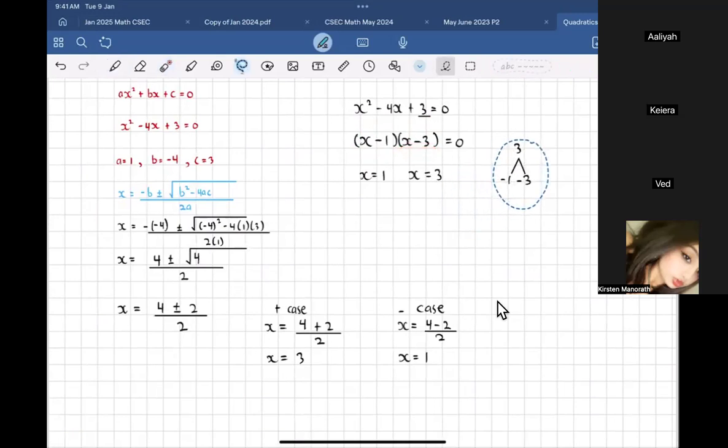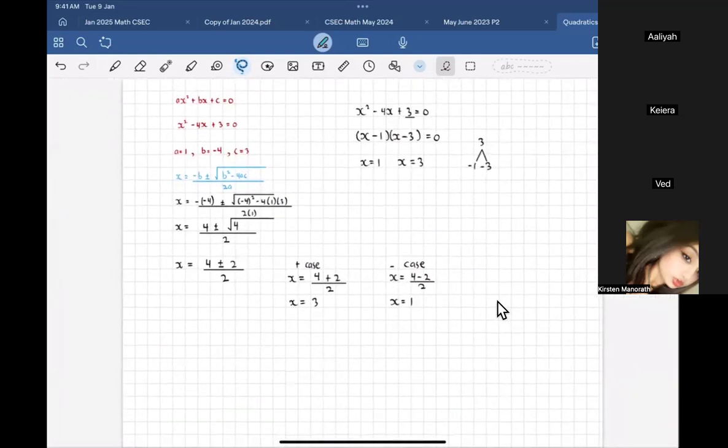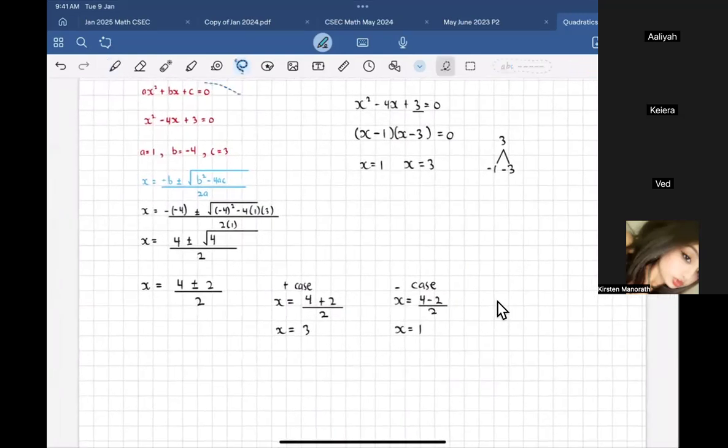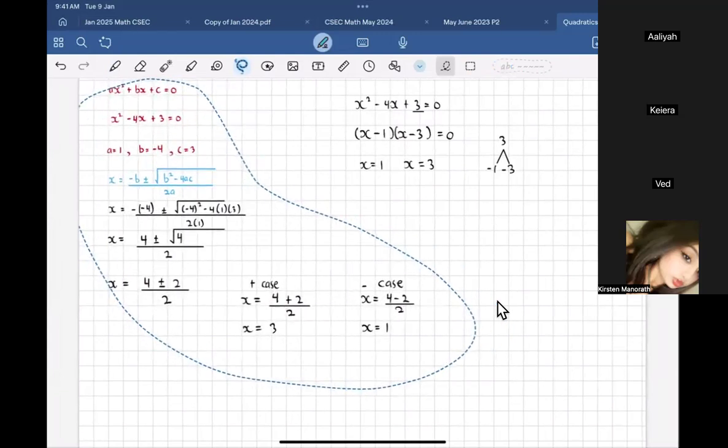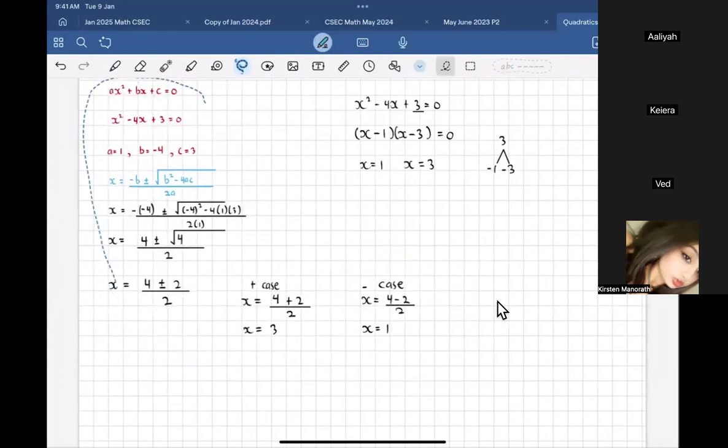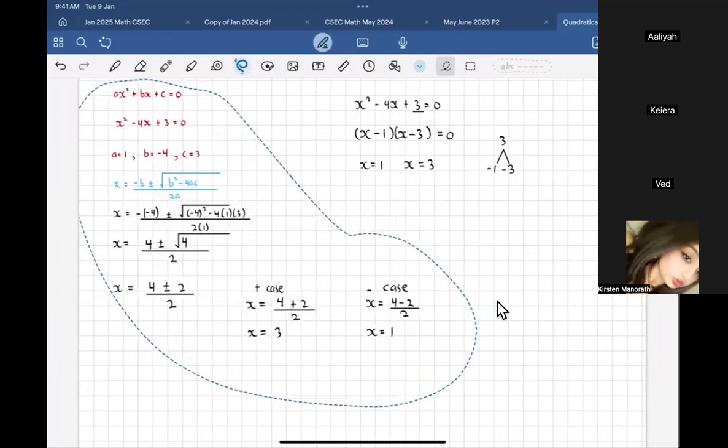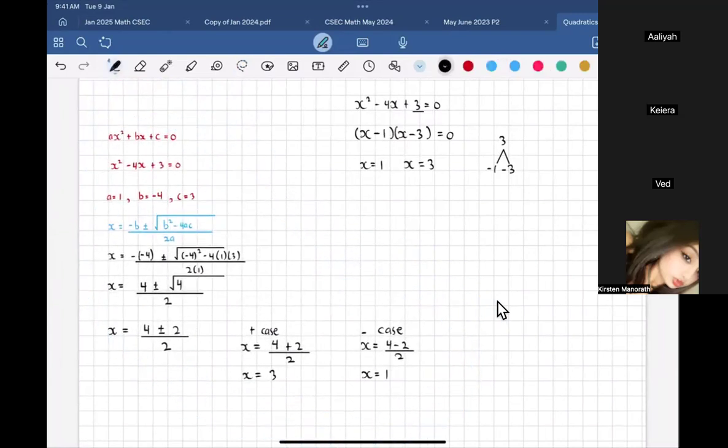Did I get any different answers from the quadratic method? No. I get the same answers. So we're good, right? The next thing we need to learn is how to sketch a quadratic. So let me just fix up these notes here. This is how you solve it using the quadratic formula.